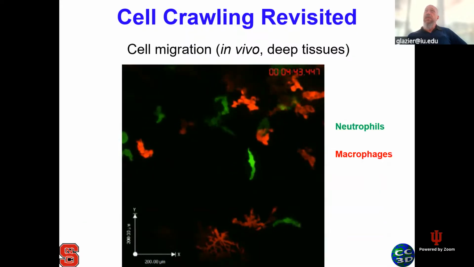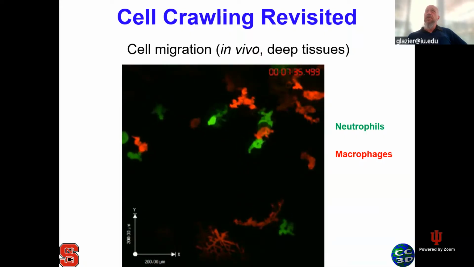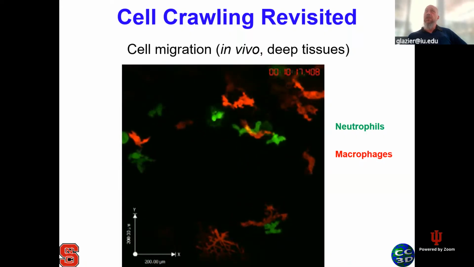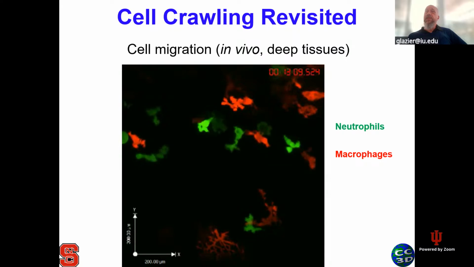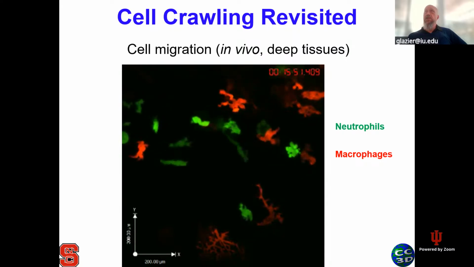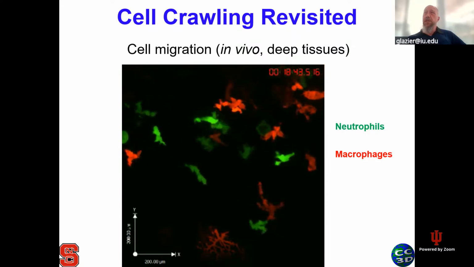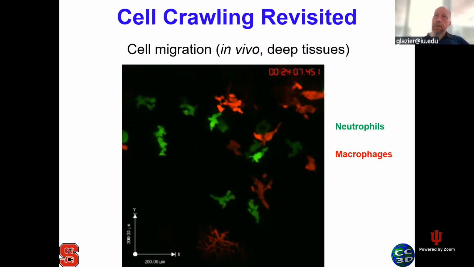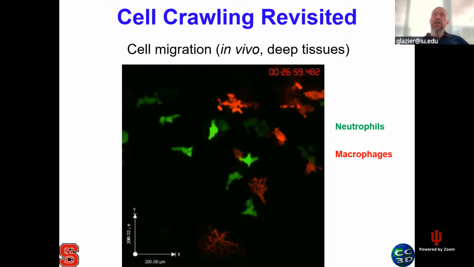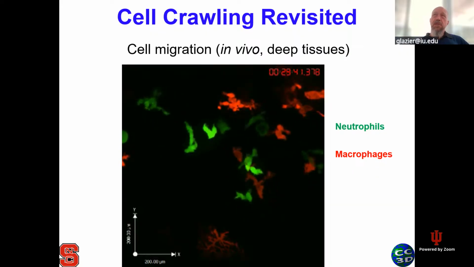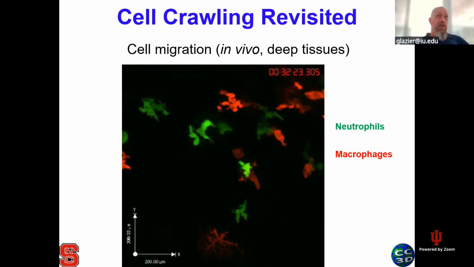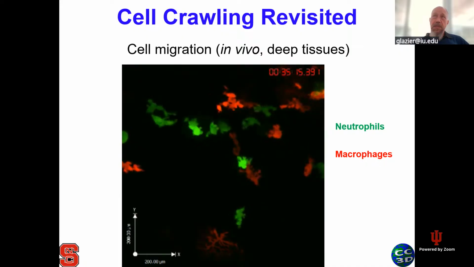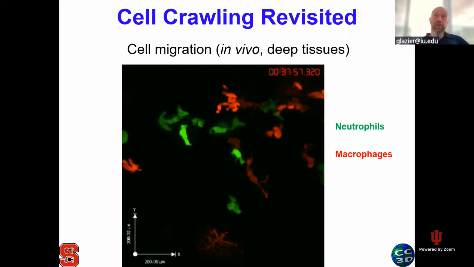So this is a movie of immune cells moving in a tissue. So that first one was more of a 2D movement. This is movement in a 3D tissue. And individual cells are able to move quite independently of the surrounding tissue, at least in some circumstances. Mesenchyme they can do.